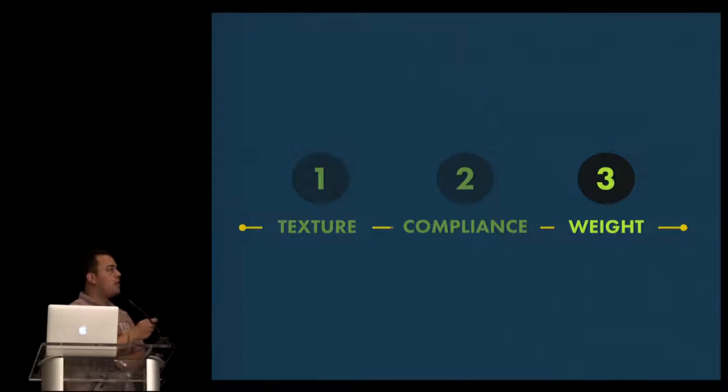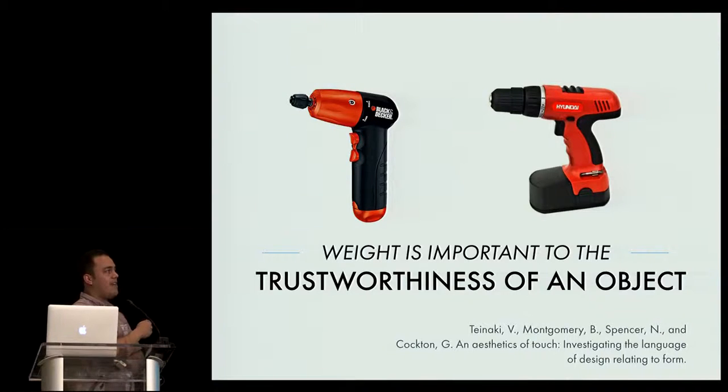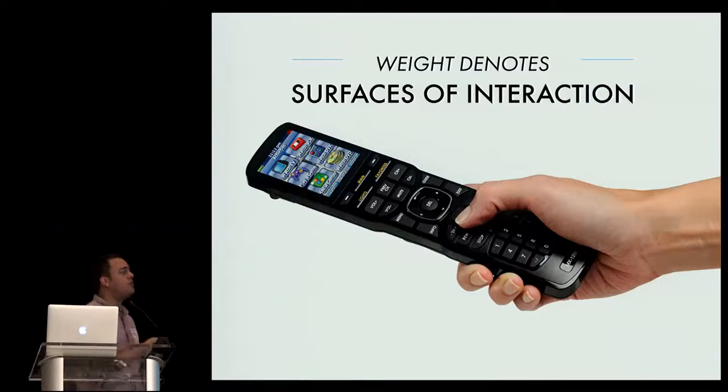Lastly, I want to talk a little bit about weight. Weight is actually one of these features that is well characterized in the physical design literature as playing an important role in conveying the trustworthiness of an object. For those of you who have held a drill like that, or a drill like that, the feel of one is completely different from the other, where the one on the right is a little bit more trustworthy. And I want you to particularly note the position of these buttons on these drills, because weight is actually an important way of denoting surfaces of interaction.